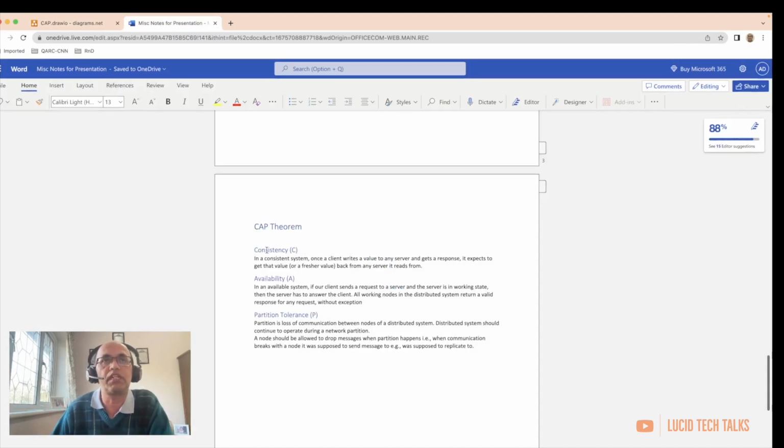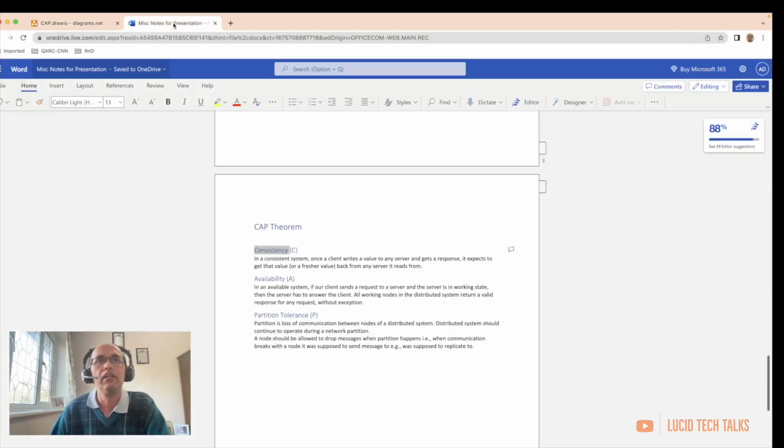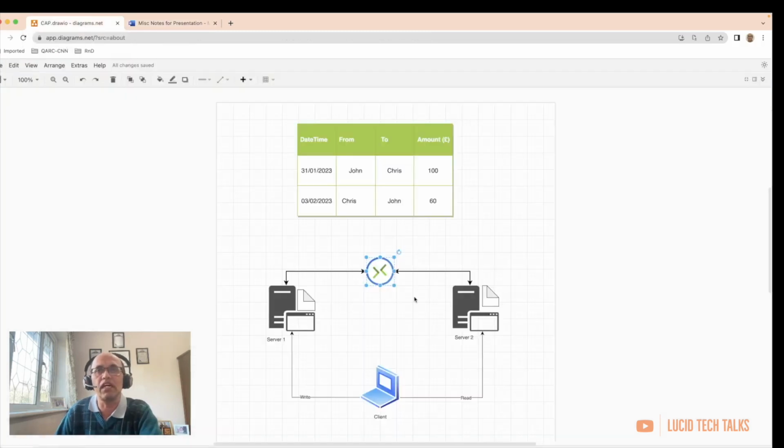So what are those concepts? Consistency. We said that in a normal running setup, the state is consistent across the two nodes, which means that no matter where the client goes, they will get the same answer. So that is complete consistency. Then we talked about availability. The cluster as a whole, how long it is available.